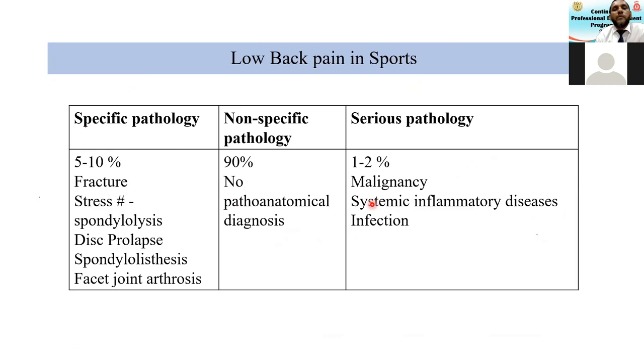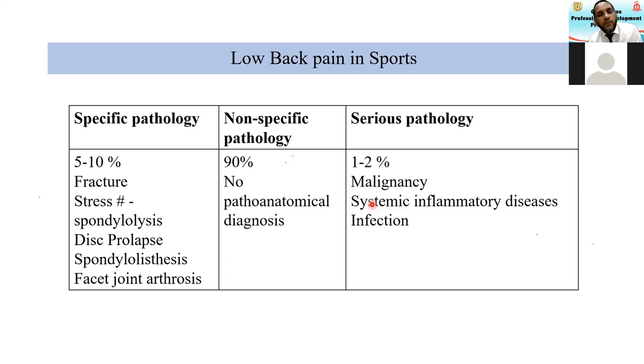Moving on to lower back pain. Now we have completed the overview of these upper limb injuries, and we'll quickly go to lower back pain. It is important to note that there are three categories. Pain with specific pathology is about 5 to 10%. These are fractures, stress fractures, spondylolysis, disc prolapse, spondylolisthesis, where there is slippage of one lumbar vertebra on another, and facet joint arthrosis. These are the conditions with specific pathology.